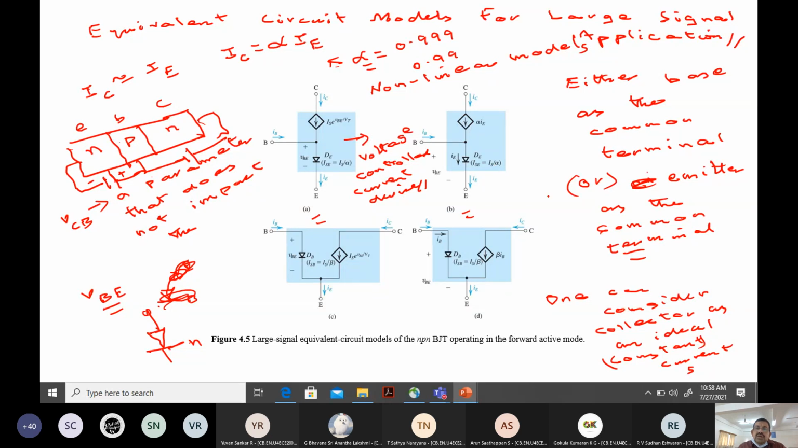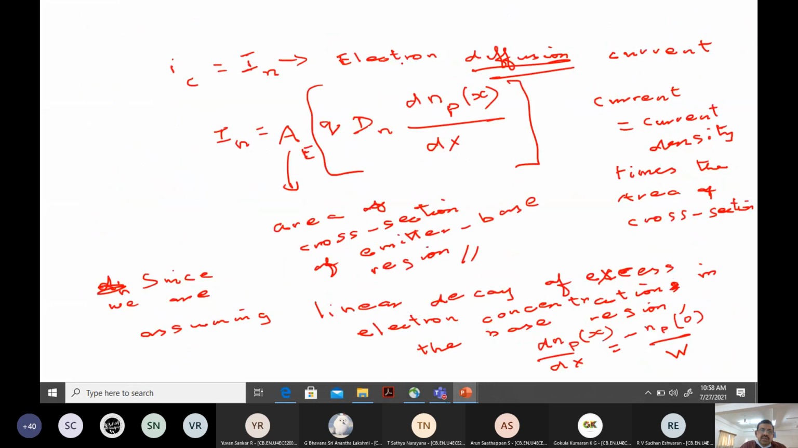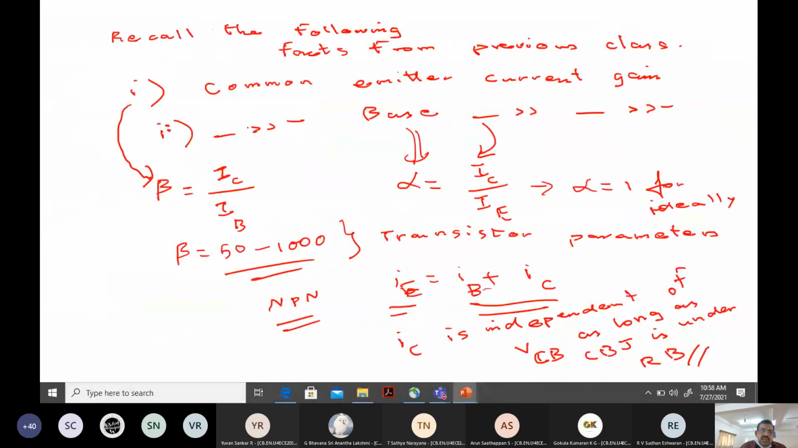So for common base, we define the current gain as alpha. Remember, alpha is associated with common base, and beta is associated with common emitter. You see here, the emitter terminal is common for both collector and base. Here, the base terminal is common for collector and emitter. So you have to put the word common before the terminal that is actually common.